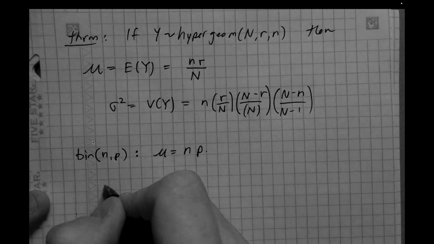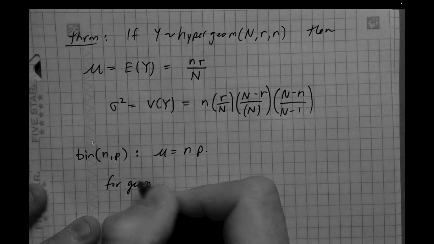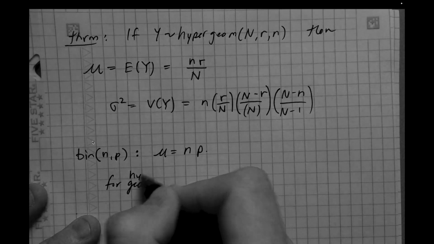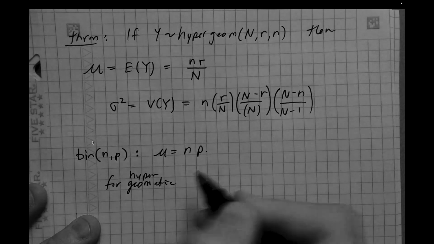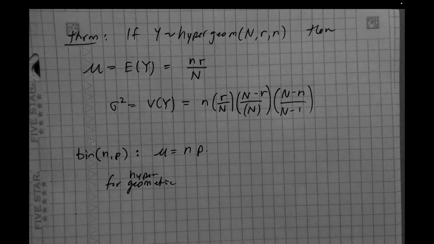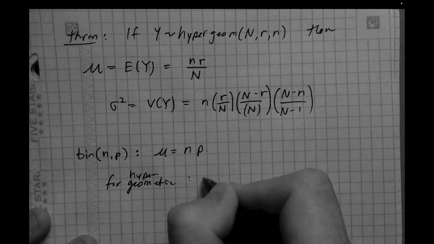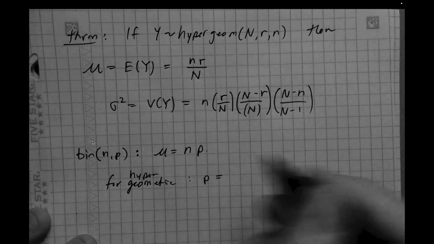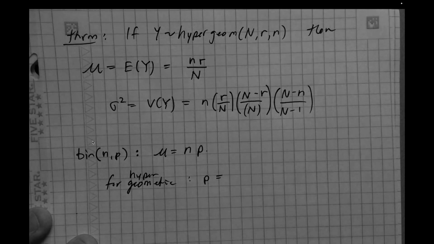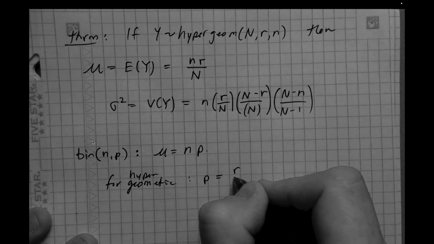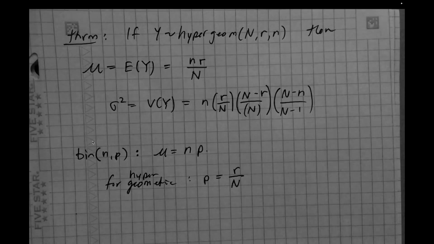So for the hypergeometric, what is the probability of success? If we were going to say there's a probability of success, how would we characterize it? Well, the probability of success is equal to the number of successes in the population divided by the population size. So there's, say, 10 reds out of 100 total, then there's a 1 in 10 chance of selecting a red. So the probability of success is R over N.